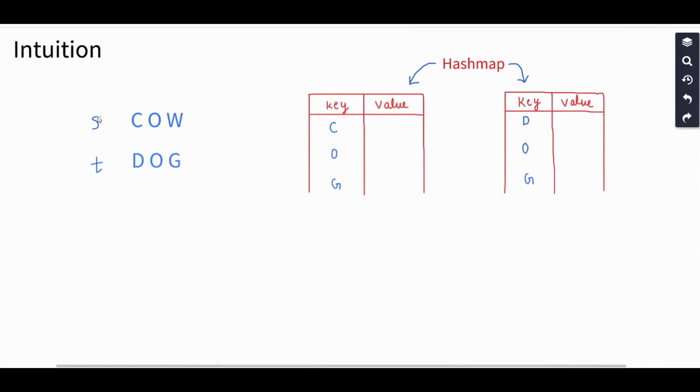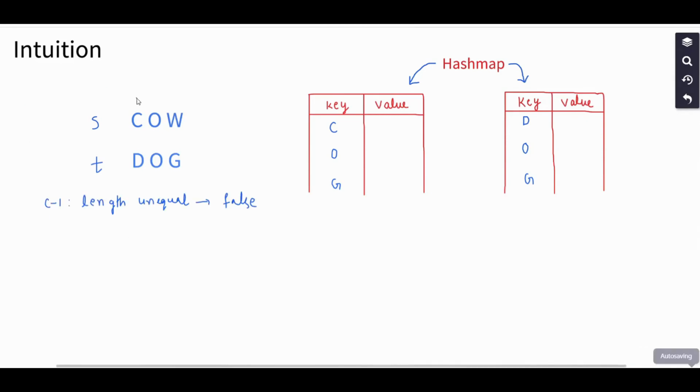So first of all we check if the length of these strings is same or not. If the length is not same, there is no way these strings can be isomorphic, so we return false right from there. So this constitutes our case number 1.